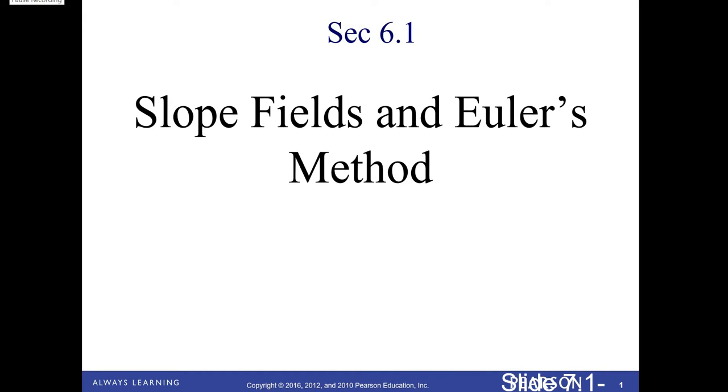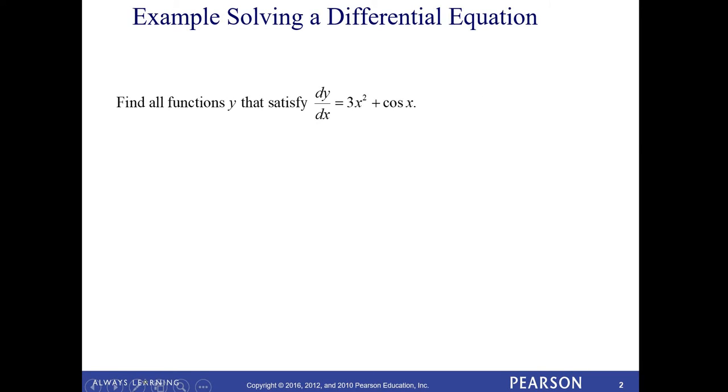Section 6.1 is slope fields and Euler's method. So, differential equations: all functions y that satisfy dy/dx equals 3x squared plus cos x. We're looking for all the possible solutions to this equation. We're solving for y.